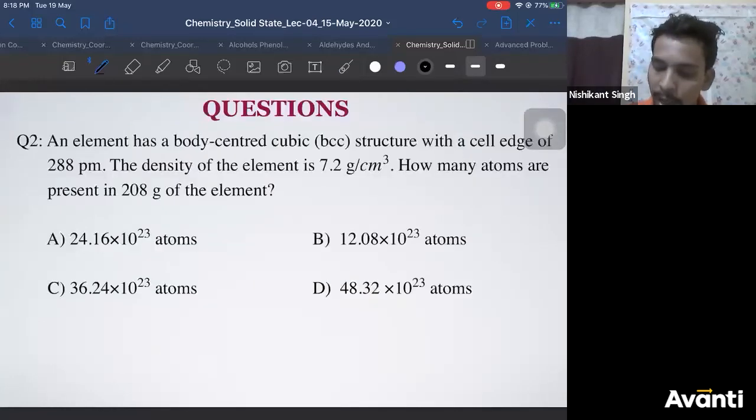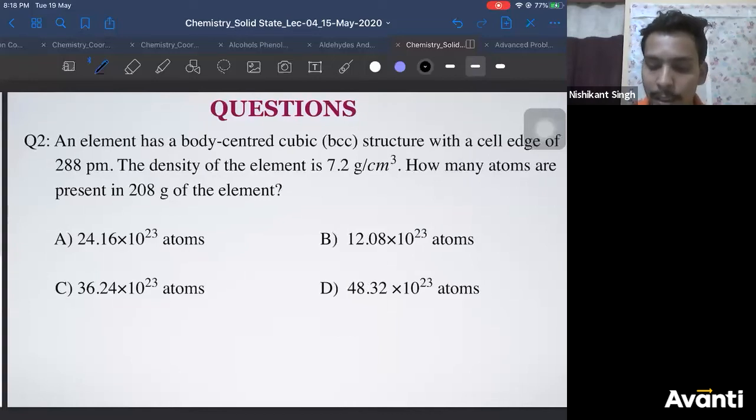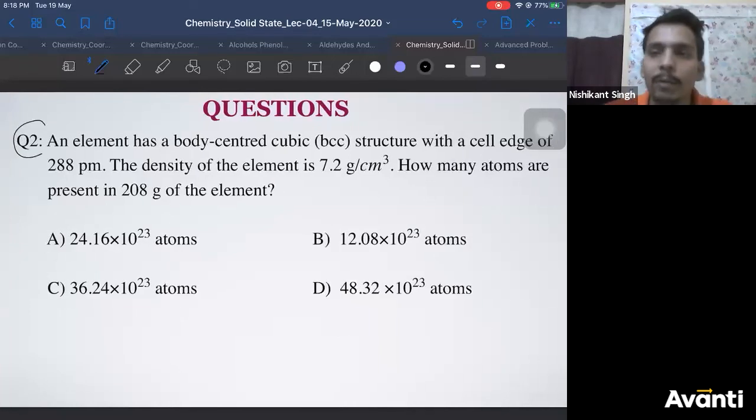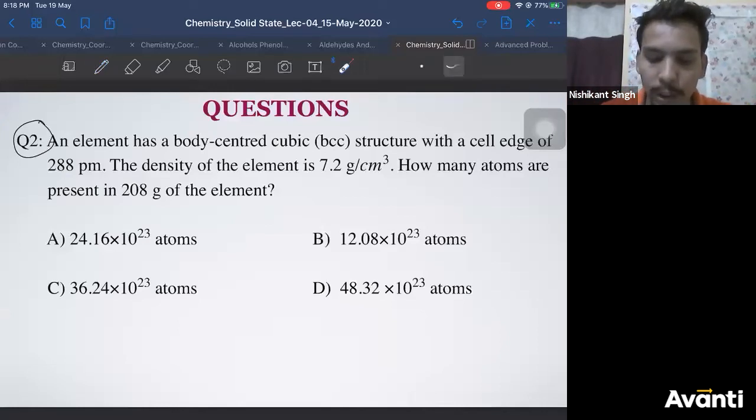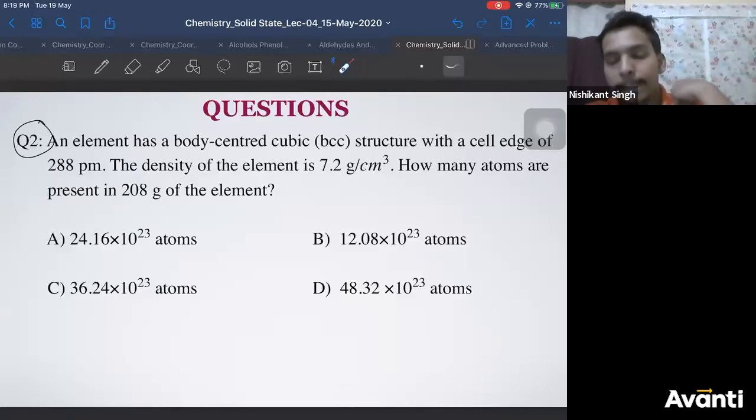Right. Now my first numerical here is this one. This is a slightly tricky one. So you can take 2 minutes for this. Then we'll discuss this numerical. This is a textbook numerical, present in your textbook. After 2 minutes, we'll discuss this numerical.